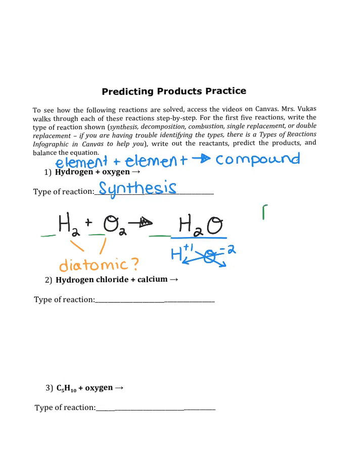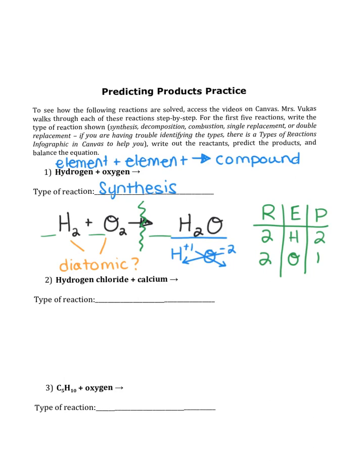So for this first one, I'm going to use a rep chart just to show you guys how everything is written out. So remember, we put the elements in the middle. So we have hydrogen and oxygen. On the reactant side, we have 2 hydrogens and 2 oxygens. Remember, we're using subscripts to count. On the product side, we have 2 hydrogens and only 1 oxygen because of those subscripts.